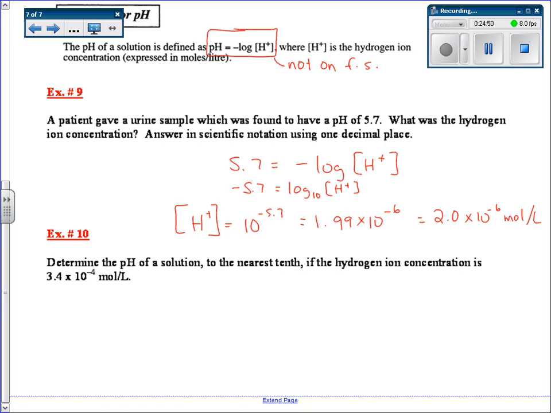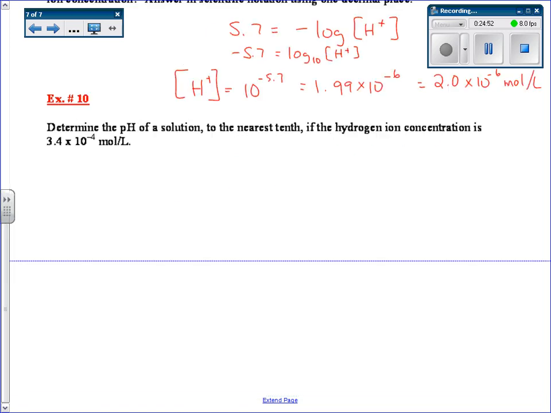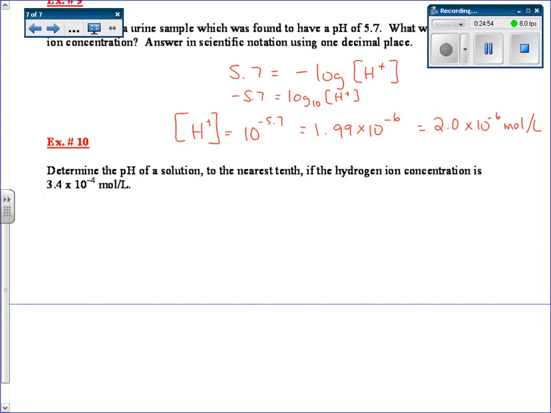And then, of course, we can use the formula the other way, which is a little bit simpler, where we have the hydrogen ion concentration, so that's our H+, and we want pH. So pH is equal to negative log of 3.4 times 10 to the negative 4 moles per liter. We would just put that in our calculator. And remember, you should get a number somewhere between 0 and 14. And when you calculate this, you get 3.5.